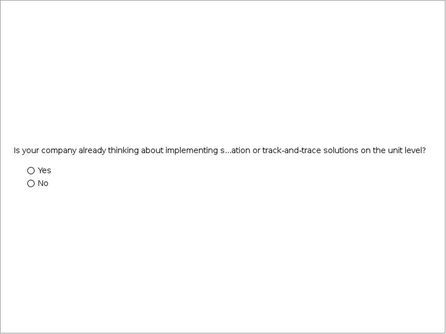Now that we've introduced product lifecycle management and serialization in general, it is time for our first poll question. I would like to understand from you, is your company already thinking about implementing serialization or track and trace solutions on the unit level? For example, serialization of primary packaging containers such as syringes or vials? Yes or no? You have a few seconds to answer the question. The results will be shared at the end of the webinar.